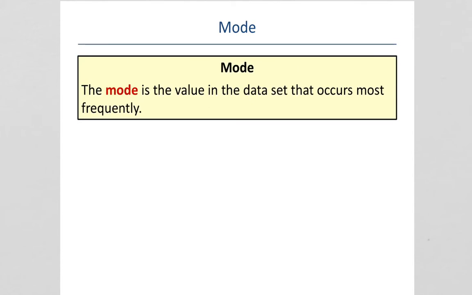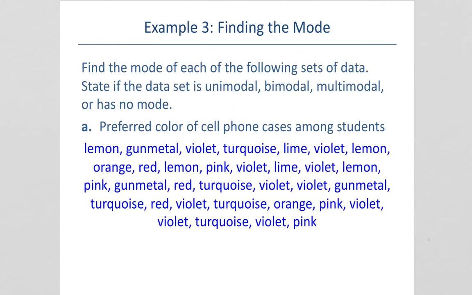The mode is the value in the data set that occurs the most frequently. Find the mode of each of the following sets of data. State if the data set is unimodal, bimodal, multimodal, or has no mode. And you'll see what that means as we work these problems.